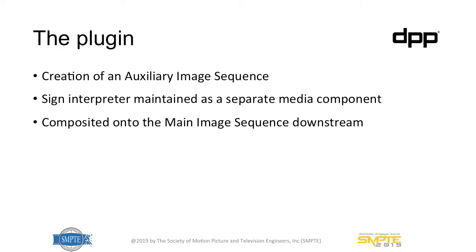So we set out to make this possible. The great thing about IMF is that it's extensible. We can create a plugin to add new functionality. And the plugin creates an auxiliary image sequence, or the aux image sequence. So this is an additional image sequence, essentially an additional video track, that you can use in addition to your main image sequence. And in our particular use case here, that means that we can store the sign interpreter as a separate media component, put that media component into the aux image sequence, and then we can composite it onto the main image sequence later on in the process, so downstream in our workflow.